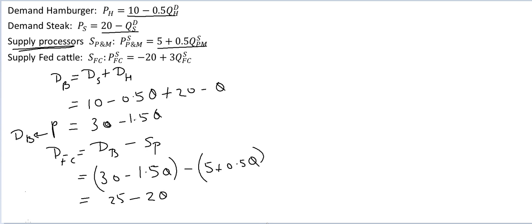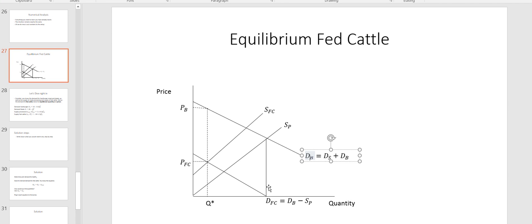Taking you back again to this graph, notice we now know what the demand for beef is, and we know what the demand for fed cattle is. We already know what the supply of processors is because we used it to calculate the demand for fed cattle. Now all you need to do is compare the demand for fed cattle and the supply of fed cattle, and wherever they meet at this point. So what's happening at this point? Wherever the demand for fed cattle is equal to the supply of fed cattle, you will get the price of fed cattle and the total quantity in the market.